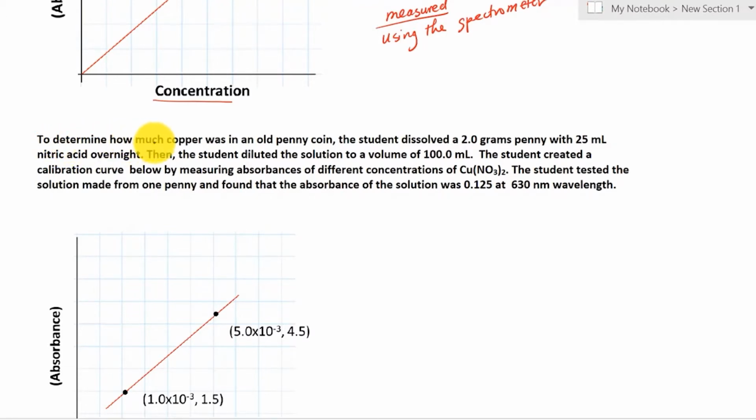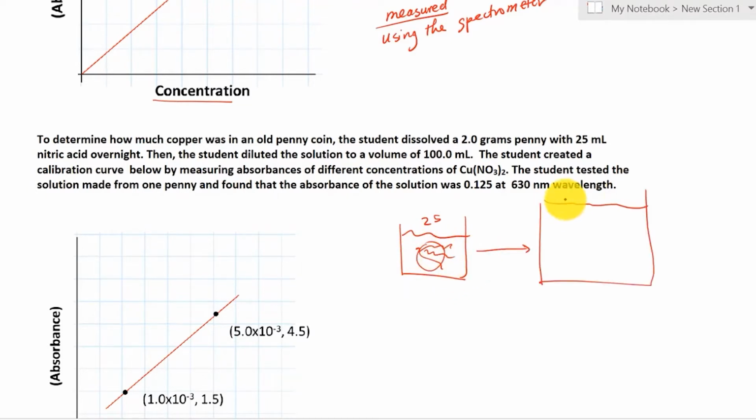Well, to determine how much copper is in an old penny coin, the student dissolved a 2.0 gram penny in 25 milliliters of nitric acid overnight. Then the student diluted the solution to a volume of 100 milliliters. So what's happening there? Let's draw this out. So this would be 25 milliliters of nitric acid. And this is your penny, okay? And the penny is going to dissolve overnight.